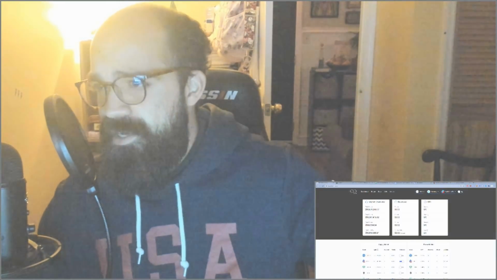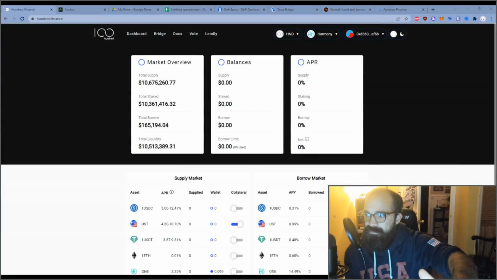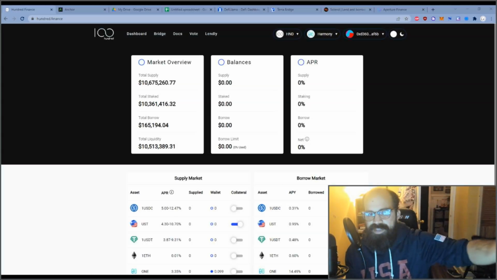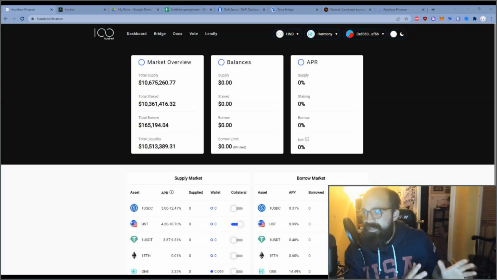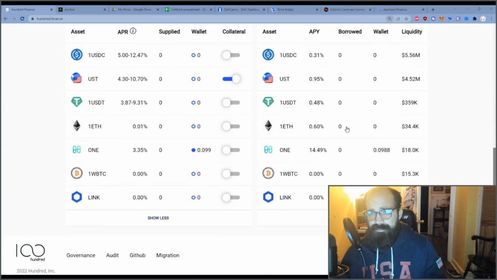So what is the strategy? The strategy is lending the stablecoin that you trust the most. It may be USDC, it may be USDT, it may be DAI, it may be MIM, whatever it is. You lend that stablecoin and borrow UST against it. So here we're looking at 100 Finance on Harmony.